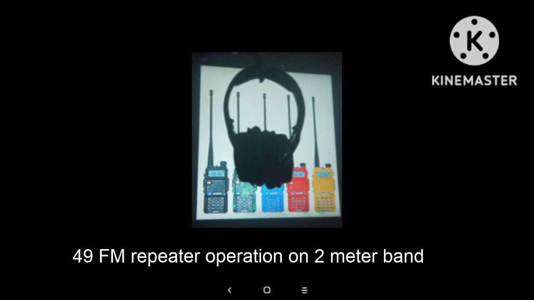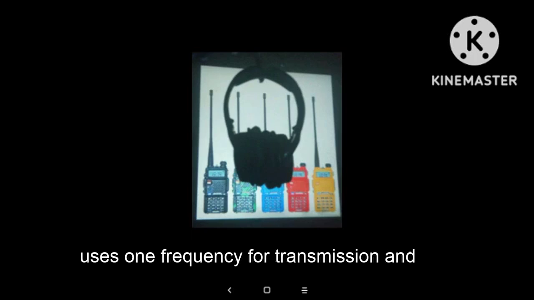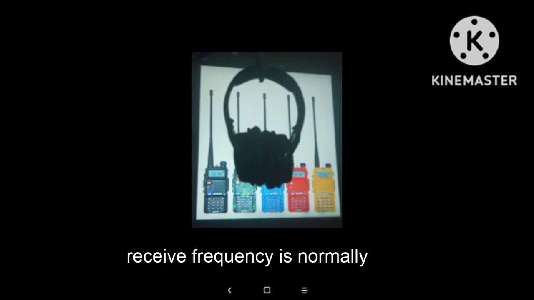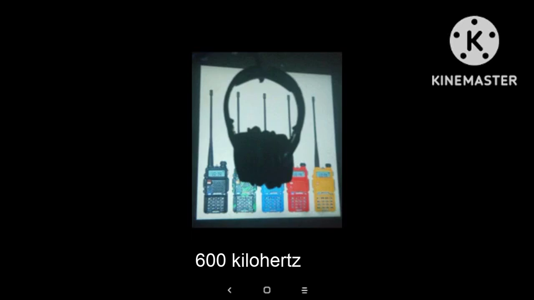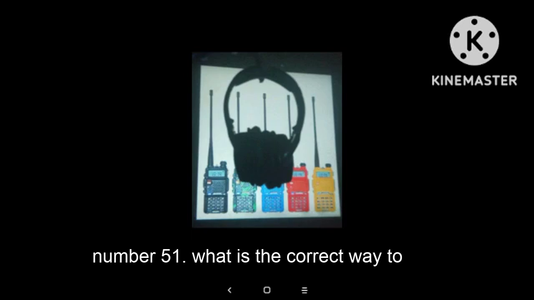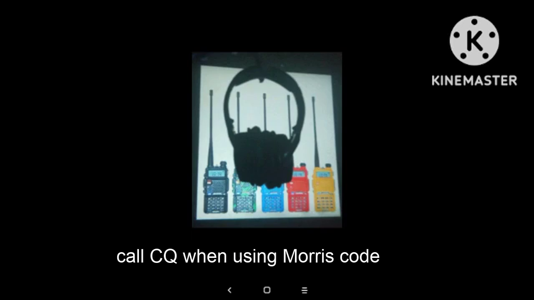49. FM repeater operation on 2-meter band uses one frequency for transmission and one for reception. The difference in frequency between the transmit and receive frequency is normally 600 kilohertz. Number 50. Which sideband is commonly used on 3,755 kilohertz for phone operation? Lower.